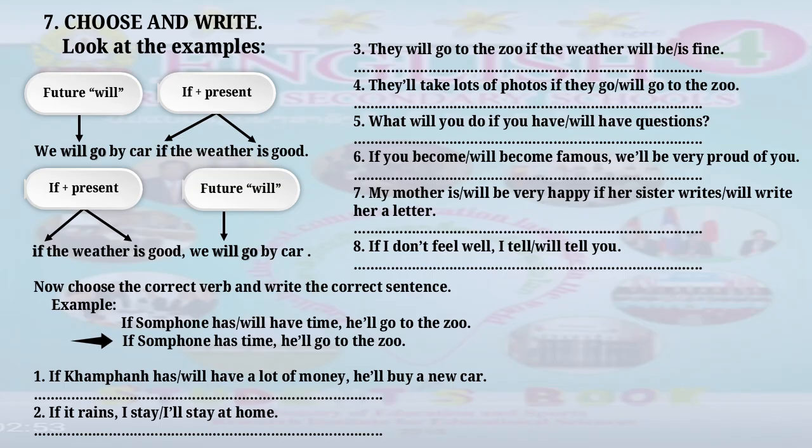Exercise 7. Choose and write. Look at the example. If Sampon has / will have time, he'll go to the zoo. If Sampon has time, he'll go to the zoo.